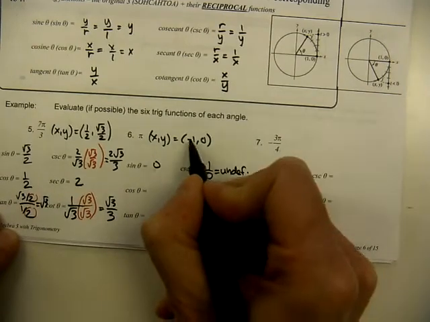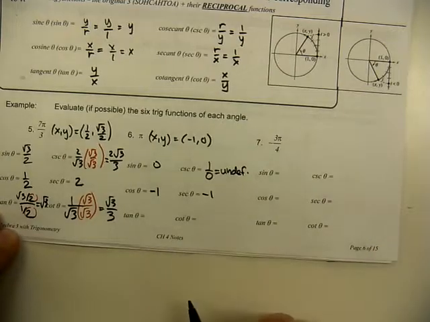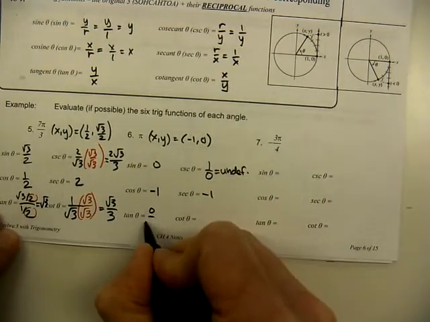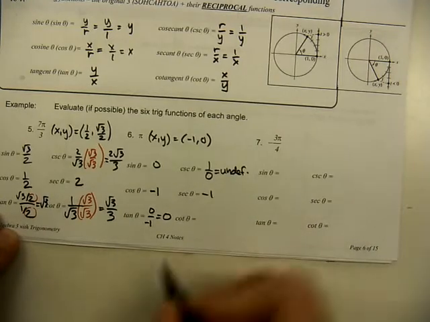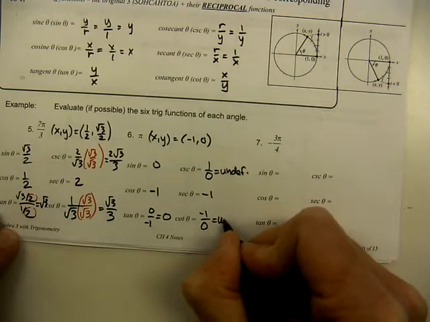Cosine is associated with the x coordinate. The reciprocal of that is still -1. And then tangent is y over x. So 0 over -1, which is 0. The reciprocal of that is -1 over 0. You can't divide by 0, so again we have undefined.